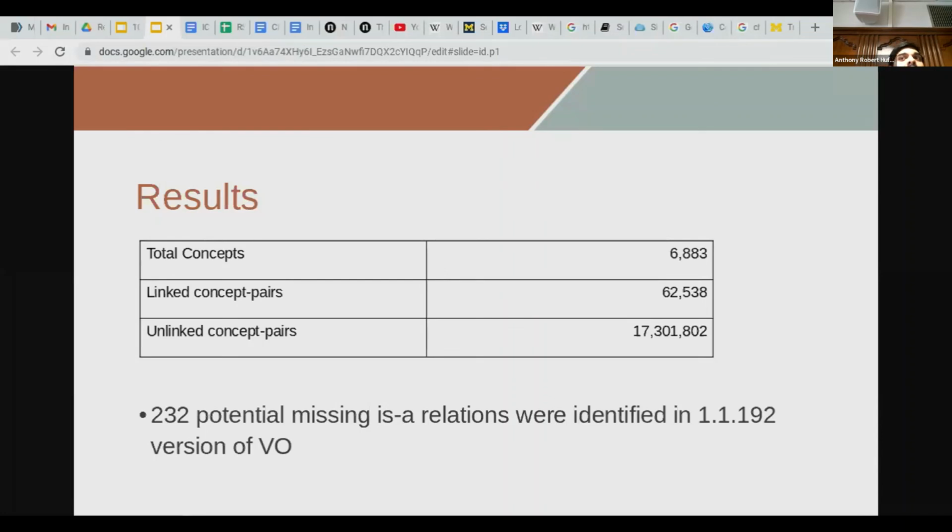But what I did do was run this on the latest one, which when I checked was 198. I was still able to find the same 65 that we got validated. Those missing relationships are indeed still missing.